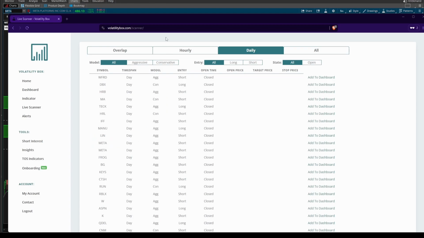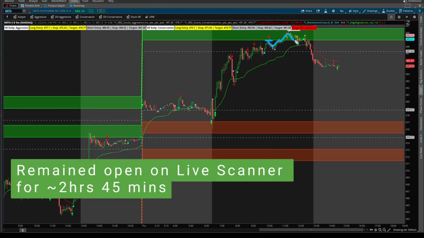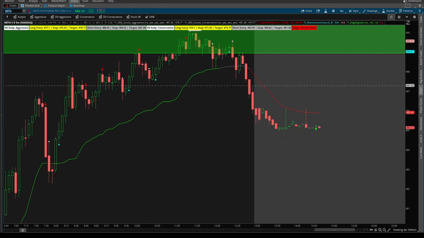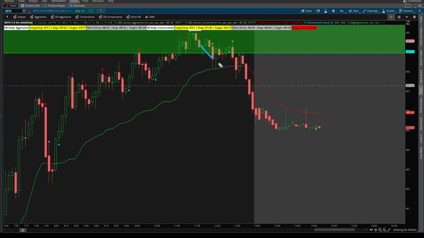was Meta. Meta, if we take a look at price action, breached our Volatility Box clouds, and we remained on the live scanner all through this chop until price action finally started to get going towards the close. So that's our first clue. We're looking for price to breach our Volatility Box models, and we're looking for that final move to take place in that final hour where we see the thrust actually come inside.